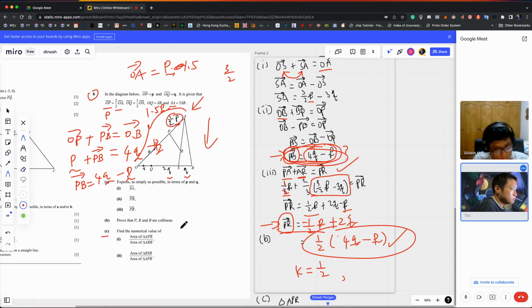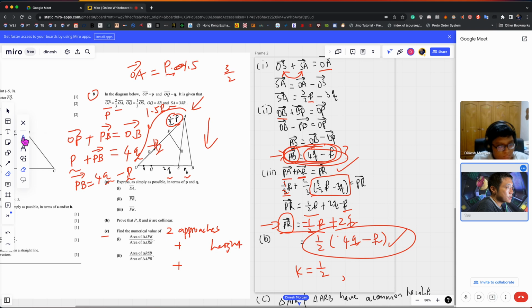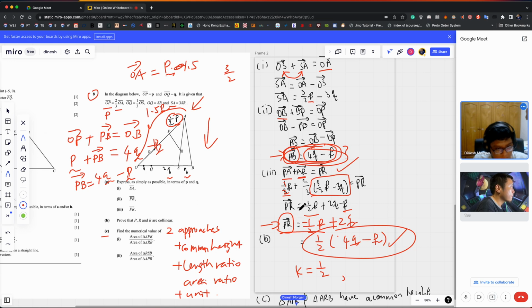So for the area ratio, mainly two approaches. Number one, same height, or common height. Yeah. Means they share the same common height. Then the other one is length ratio, area ratio, right? Yeah. Actually, there is one more. That one is called unit.